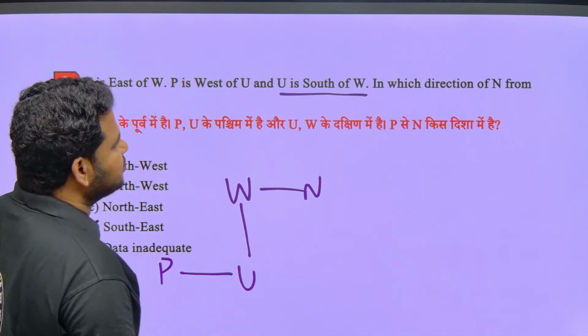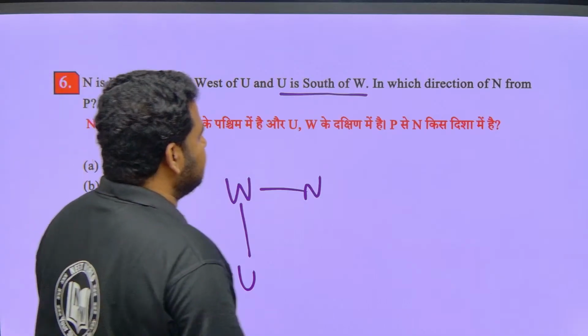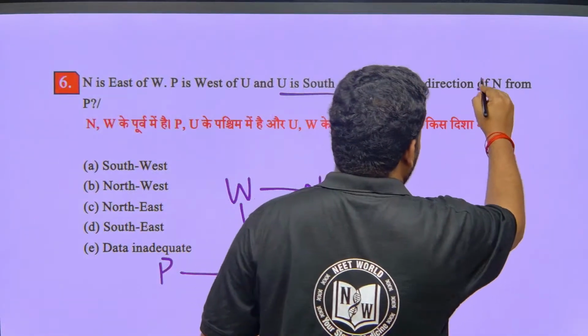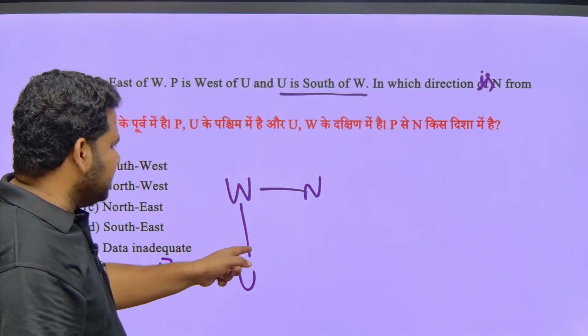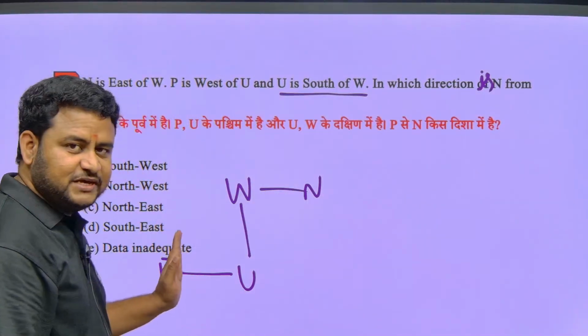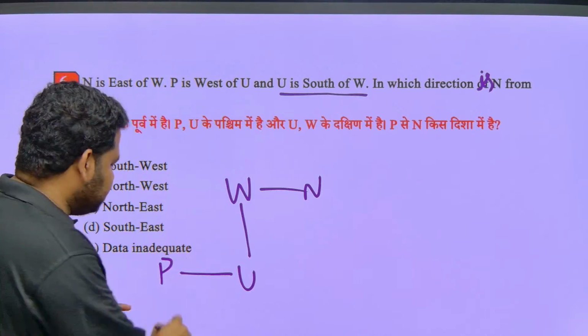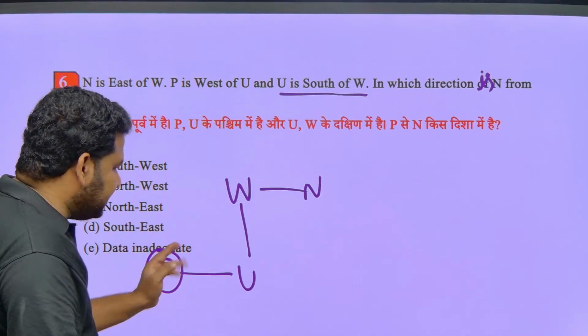Now, in which direction is N from P? It should be "is", not "of". In which direction is N from P? "From" means P will be our focus point. From P, N is in which direction?